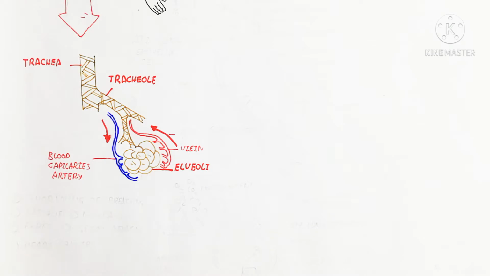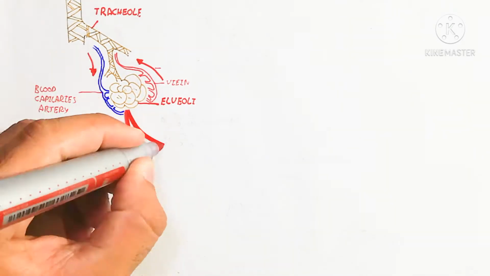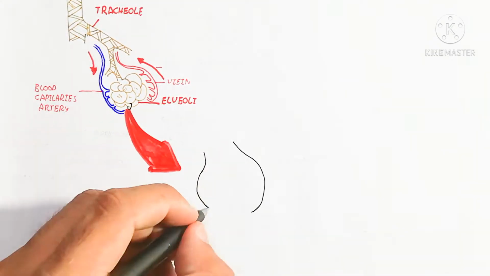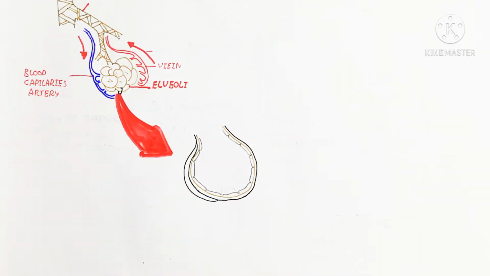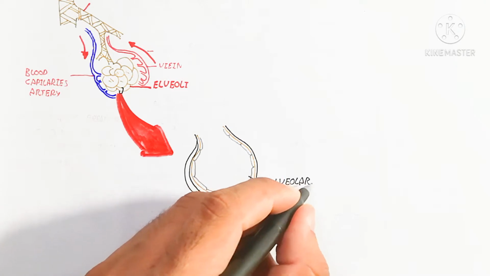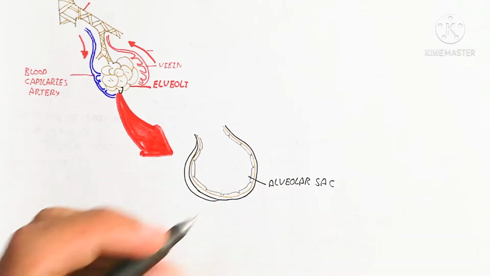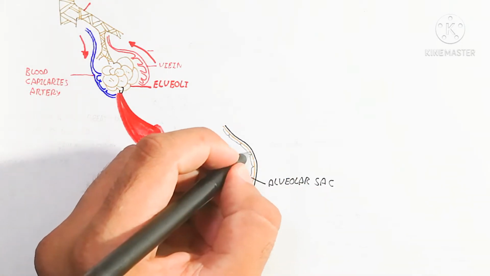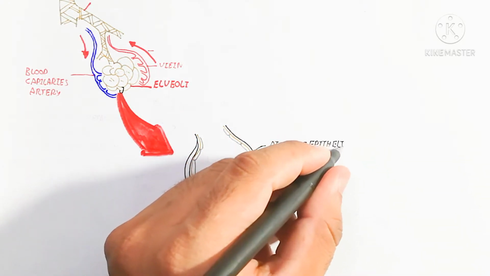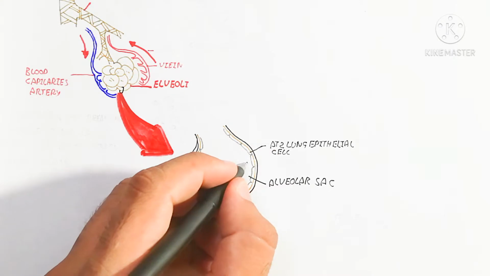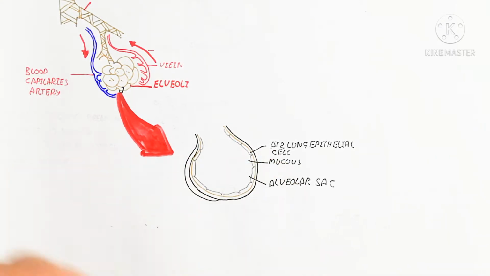Here the artery contains deoxygenated blood and carries oxygen from the blood vessel during breathing, from the air sac to the blood vessel, and then moves back into the heart. That circulation is the pulmonary circulation, and then systemic circulation occurs. First of all we will discuss the alveolar sac.